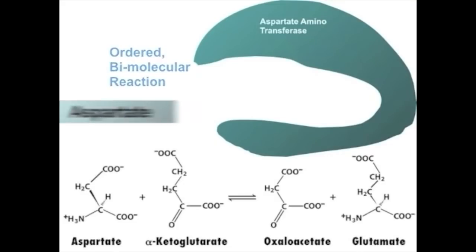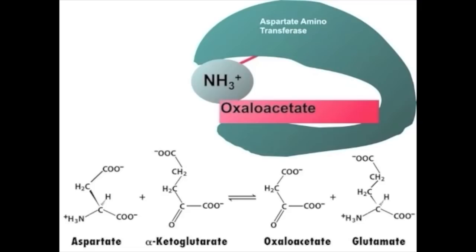First, aspartate is going to come in and is going to lose an amino group. This amino group is going to become attached covalently to the enzyme itself. And in so doing, we're going to be left with oxaloacetate and an amino group that's covalently linked to the enzyme.